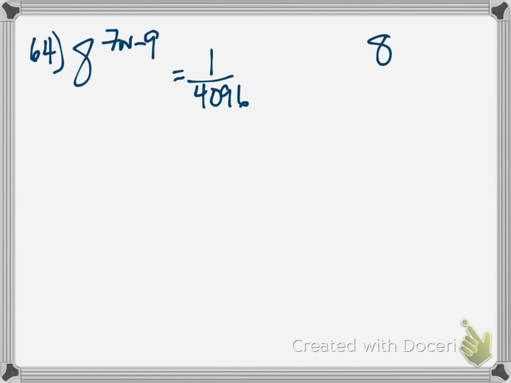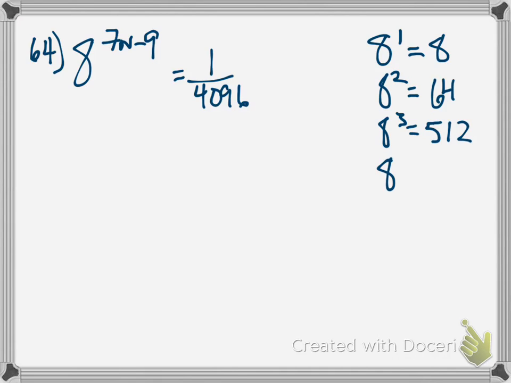Okay, so let's look at 64, and we're going to solve exponential equations. We have 8 to the 7n minus 9 is equal to 1 over 4,096. Again, this is where it would be helpful to have your tables, so that you can realize that 8 to the first is 8, 8 squared is 64, 8 cubed is 512, and 8 to the fourth power should be 4,096.